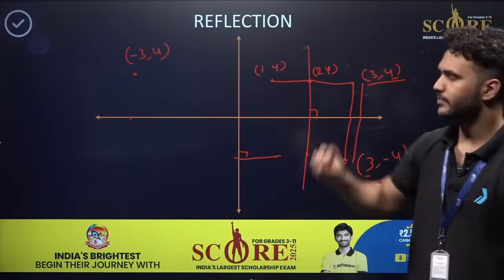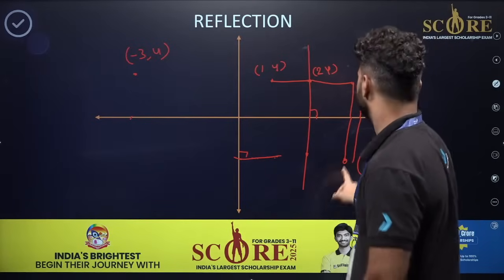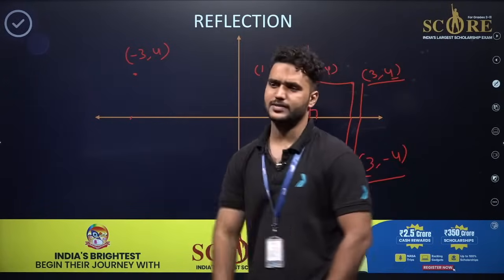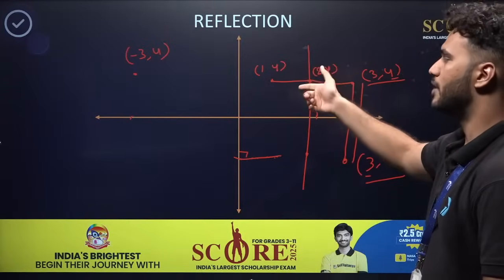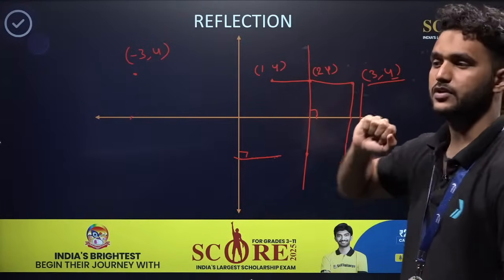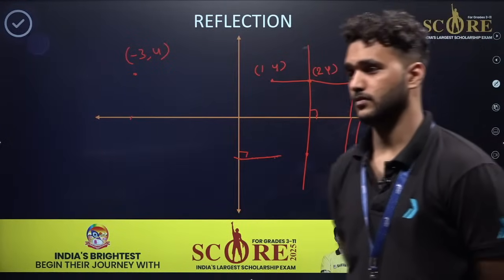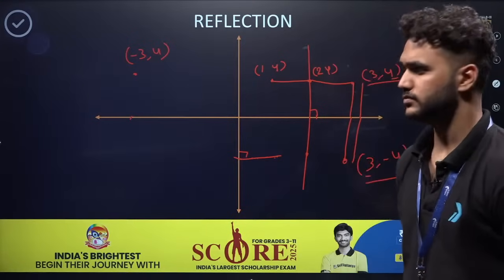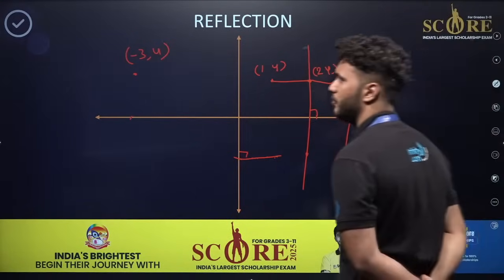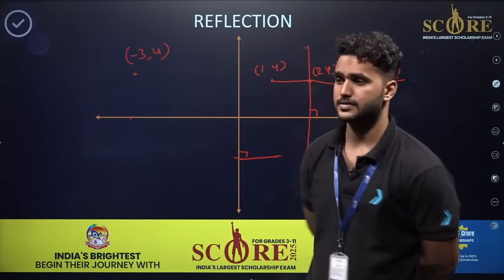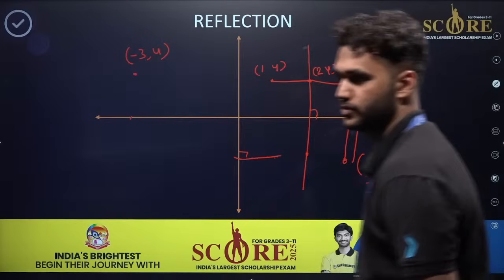Now guys, tell me, what will be the reflection of this point with respect to x-axis? The point -3, 4, reflection with respect to x-axis. Reflection of -3, 4 with respect to x-axis. Okay, -3, -4. Very good, Shubham.